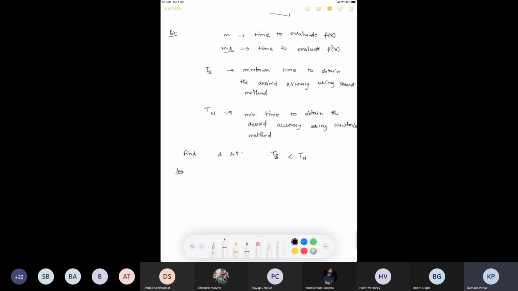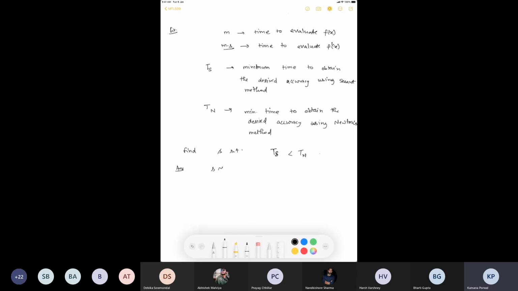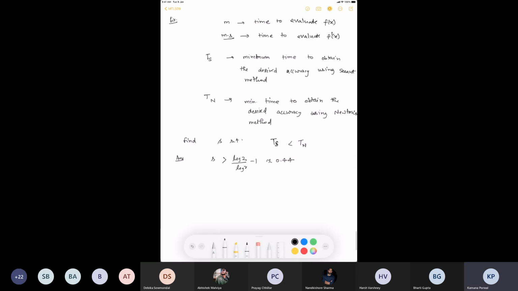Once you simplify things, what we get is that s will be approximately log 2 divided by log r, minus 1, sorry, s is greater than this factor, which is approximately 0.44. So this basically says that if the time required to evaluate f prime of x is more than 44% of the time necessary to evaluate f(x), then the secant method is converging faster than Newton's method.